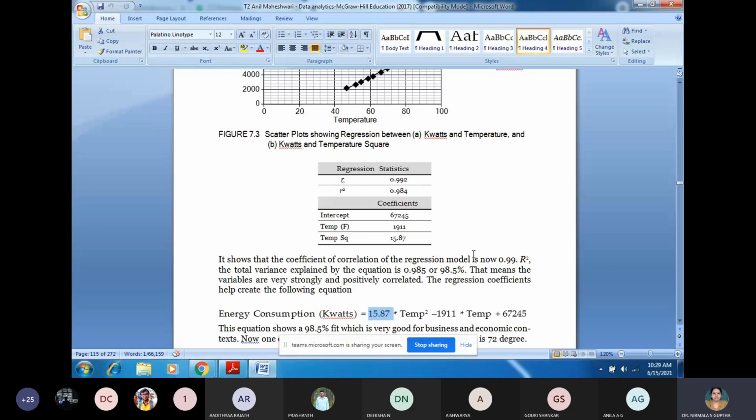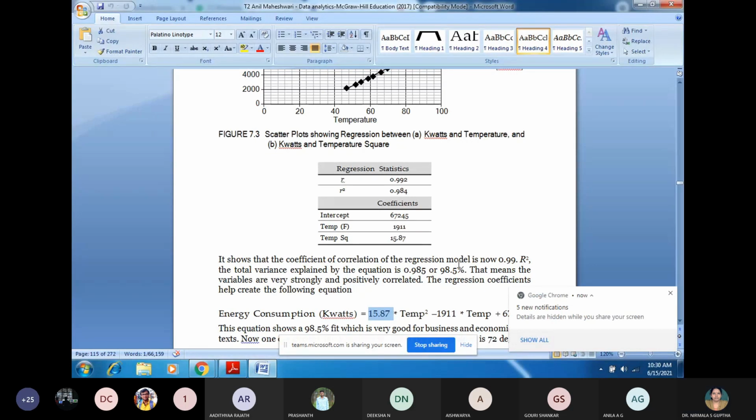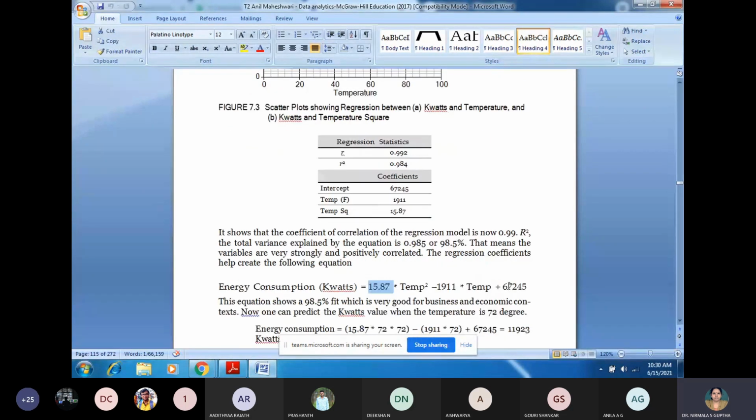So this equation shows an improvement, a 98% fit, which is very good for the business and economic context. And now we can predict how many kilowatts when the temperature is 72 degrees. So he's asking us to find it out. For 72 degrees temperature, we need to predict the kilowatts. The same equation is used to compute it.